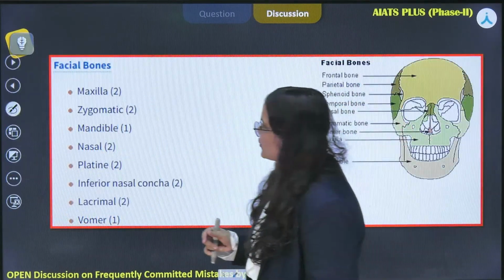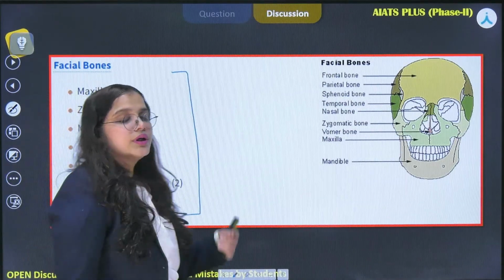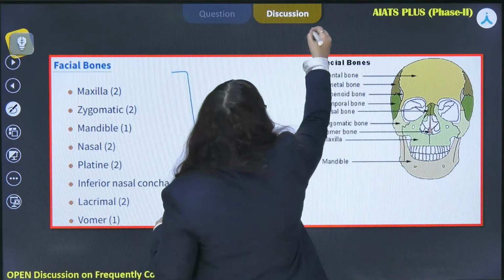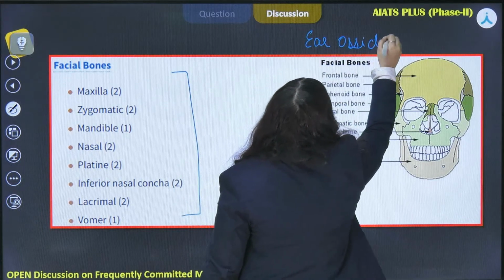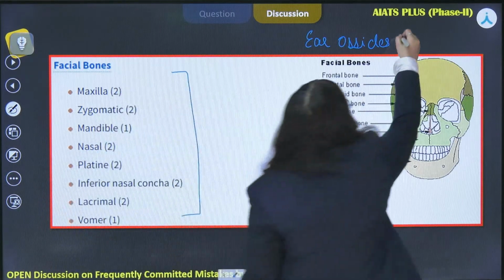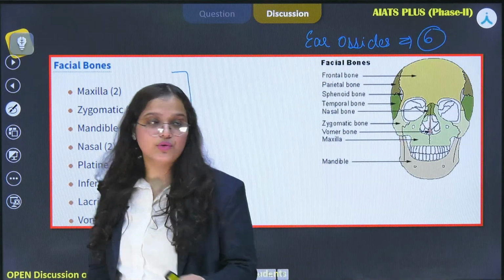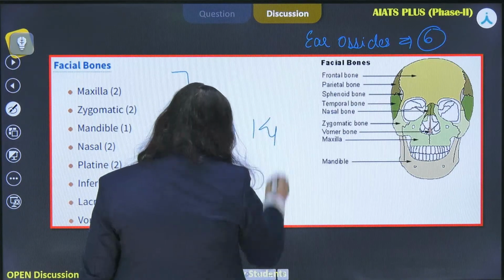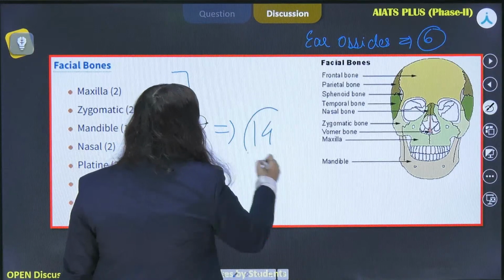Similarly goes with the facial bones. We saw that our skull bone is made up of facial bone, cranial bone and the ear ossicles, which are 6 in number. We discussed ear ossicles in our last class in detail, where we talked about incus, malleus and stapes. So we had 6 ear ossicles. When we talk about the facial bones, we have 14 facial bones.